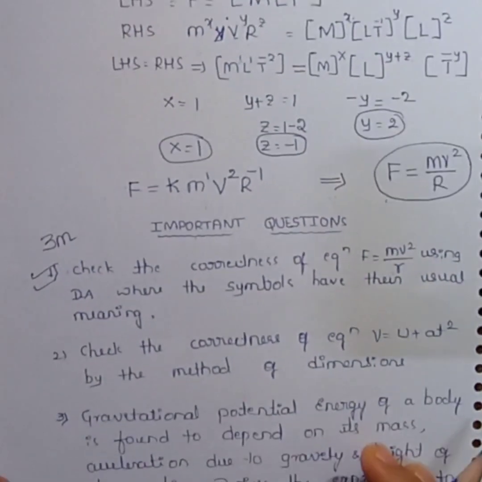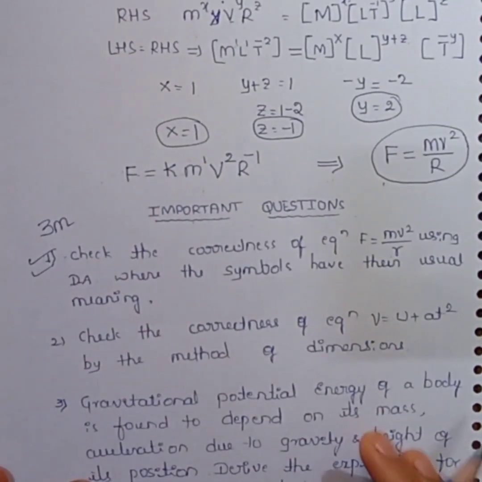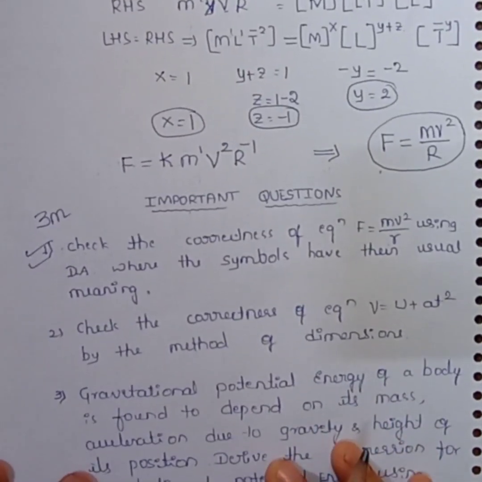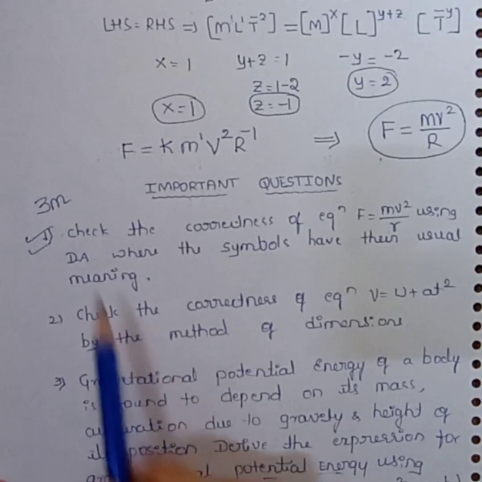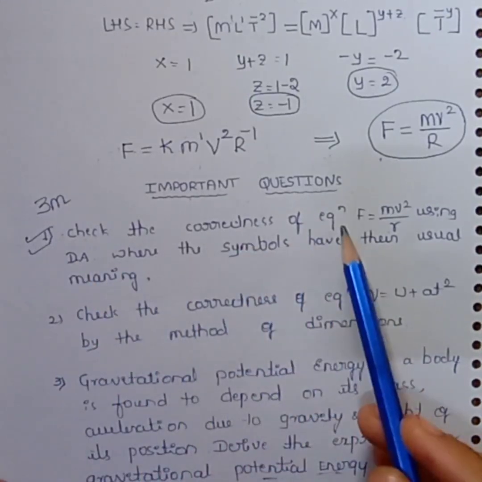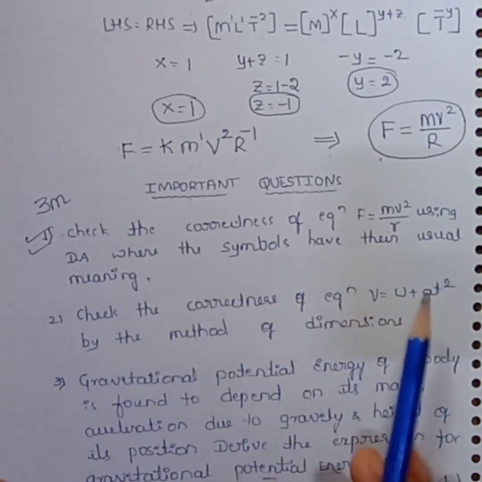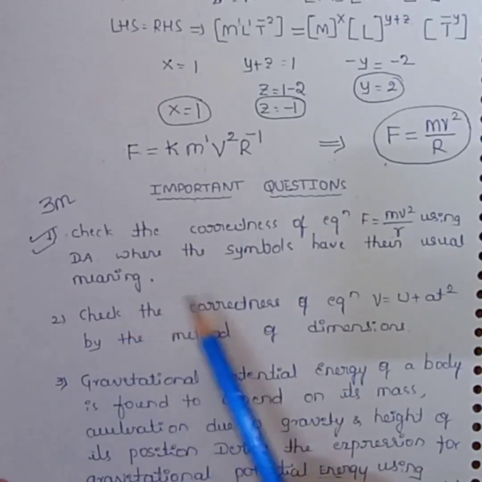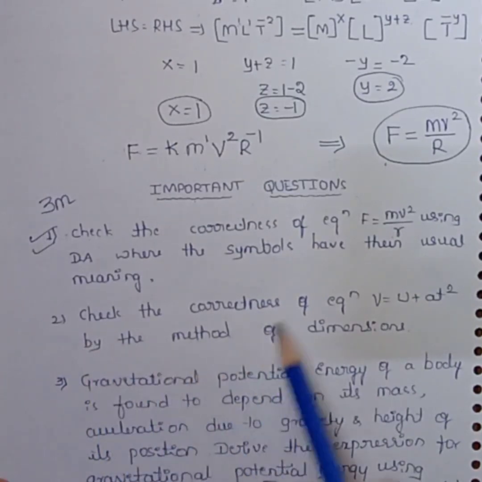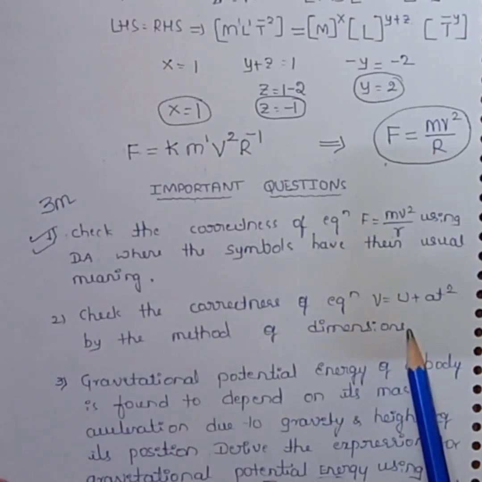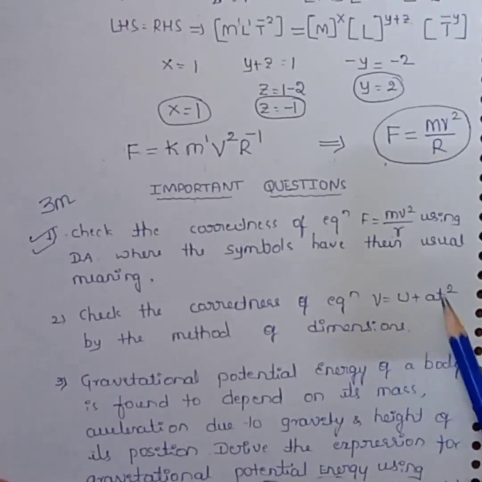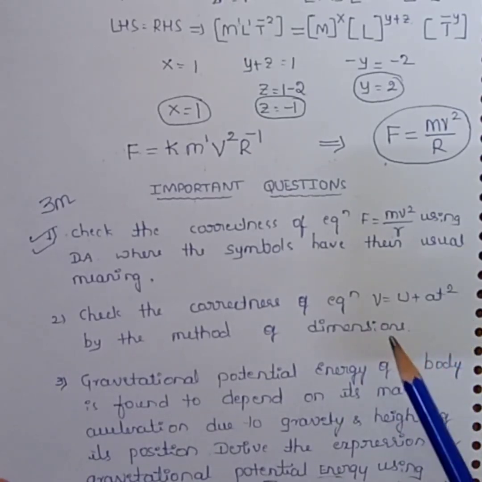These are some important questions based on the units and measurements chapter. How they will ask for the final examination, let's see. First, they will ask like this: check the correctness of the equation F equals mv square by r using dimensional analysis, where the symbols have their usual meaning. This derivation we already did. Second, check the correctness of the equation v equals u plus at square by the method of dimensions. Just by applying the dimensional formula on LHS and RHS parts, we have to check whether that equation is dimensionally correct or not.